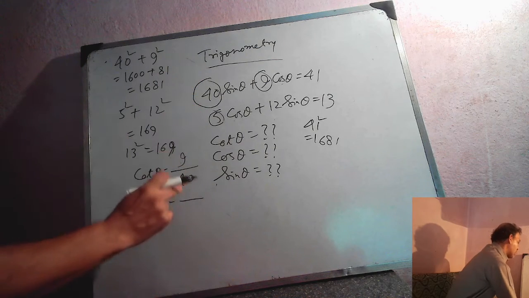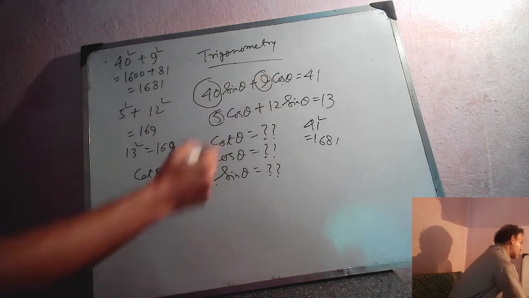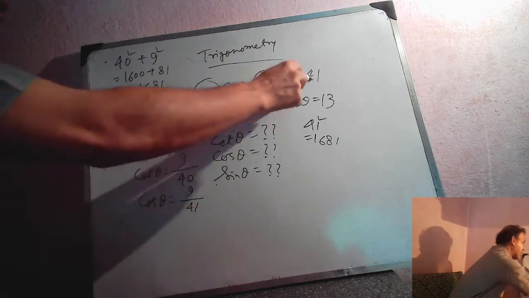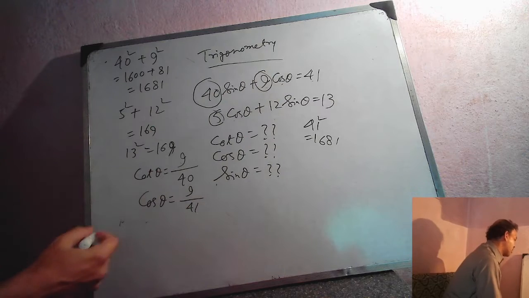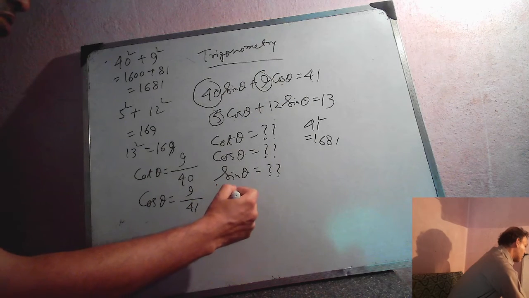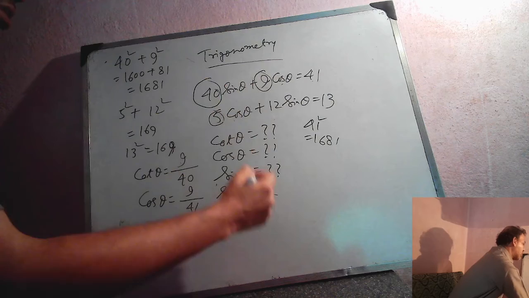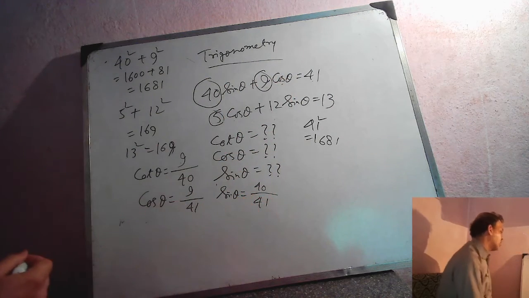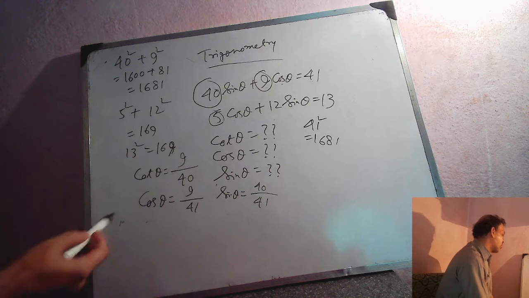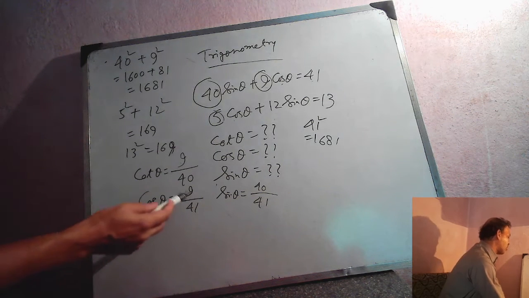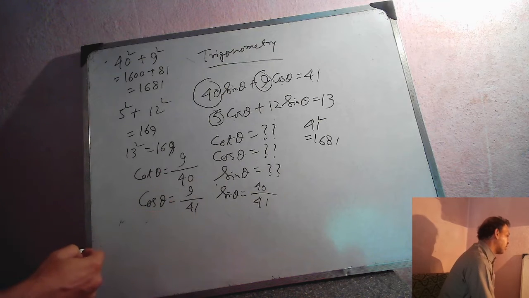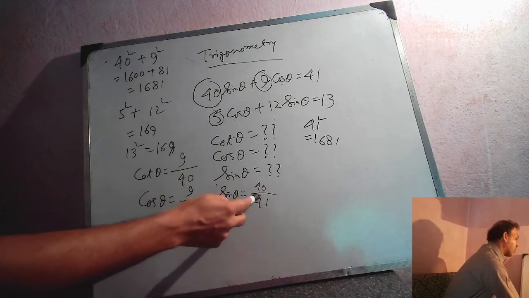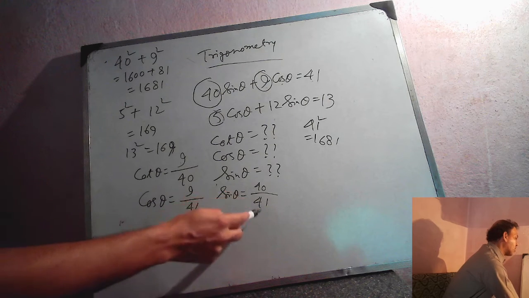Now cos theta means the coefficient of cos divided by the term remaining on the right-hand side, 9 by 41. Similarly, sin theta equals the coefficient of sin, 40, by the term remaining on the right-hand side, 40 by 41. So what will be the value of sec theta? Sec theta is just the reciprocal of cos theta, so sec theta will be 41 by 9. If we are asked to find cosec theta, it will be the reciprocal of sin theta, so cosec theta will be 41 by 40.